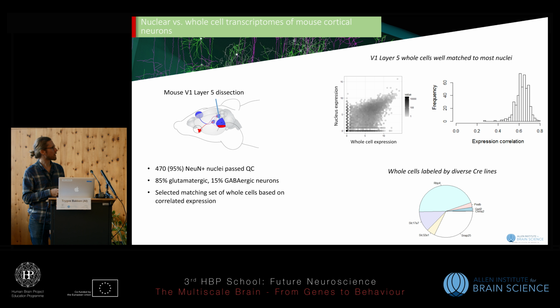And just comparing expression of all genes between individual whole cells and individual nuclei, you can see that for some pairs, there was a fairly high correlation between the two. So for each of those 470 nuclei, we could pick the best matching whole cell. This is the distribution of those correlation values. Most were above 0.6, which is reasonably good. And these whole cells were represented by a variety of different Cre lines from different transgenic mice.